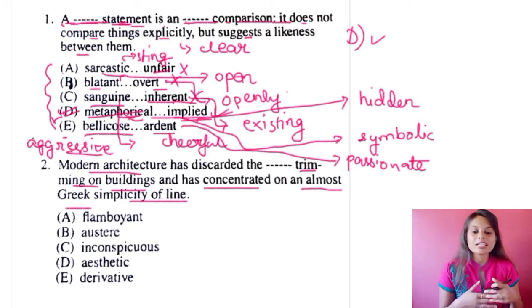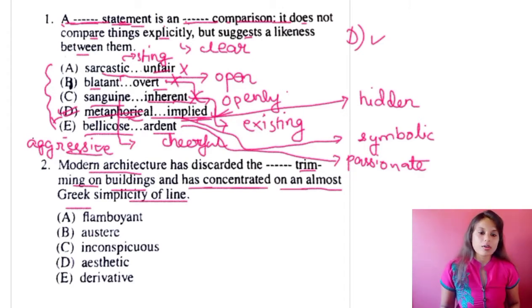But trimming on buildings means small pieces which are not good enough for the building are trimmed off, just to give a proper shape or a proper style to the building, or something fanciful is done to the building. So those things are discarded nowadays and modern architecture has concentrated on an almost Greek simplicity of line. So nowadays very simple architecture is being done. You can say that modern architecture has discarded the entire system of trimming on buildings. Let us see which word would go in this blank above.